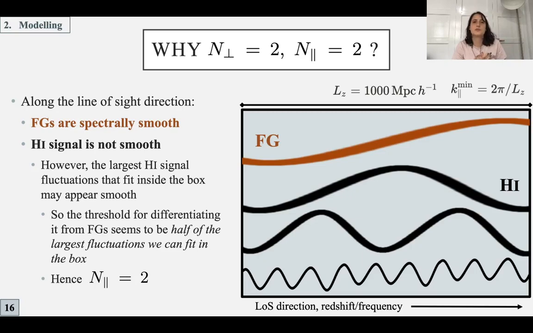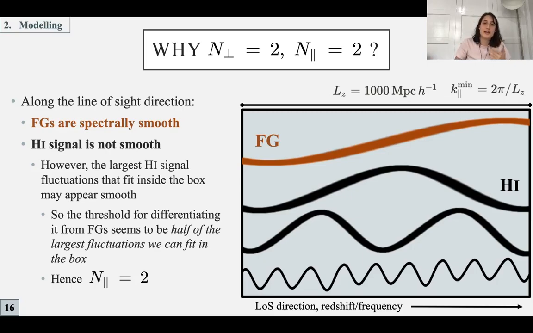So let's think a little bit further about why exactly n perpendicular equals 2 and n parallel equals 2. It's easier to think about it in terms of the line of sight direction. Here we just have our simulation box, where the x-axis is just the line of sight direction, so redshift or frequency. The top curve is just the smooth foreground. And then the second curve is the largest HI signal fluctuation you can fit inside the box. And this is determined by k parallel min and the size of the box. And this is obviously going to get confused with the foreground because it appears smooth.